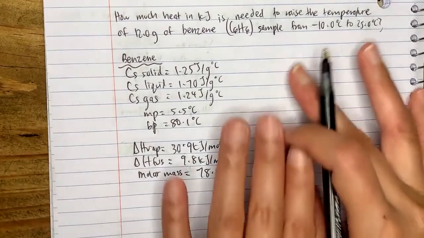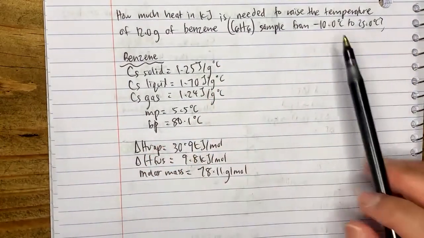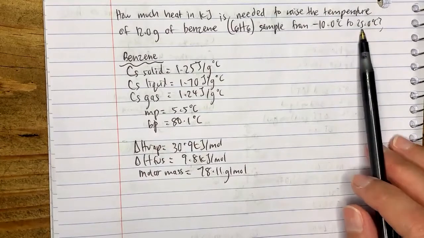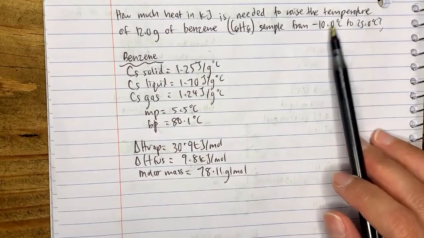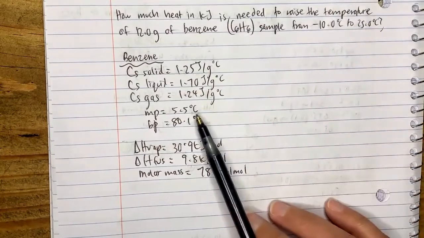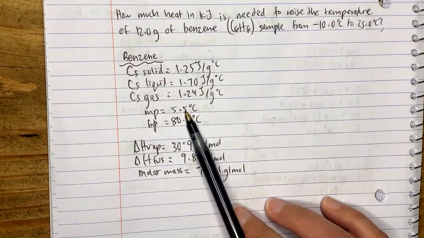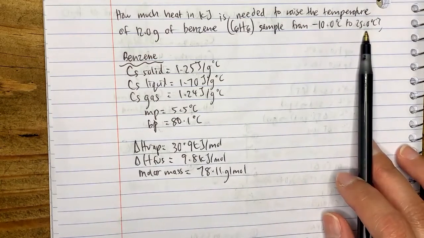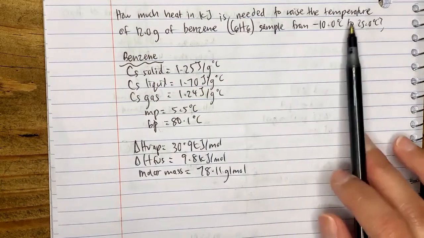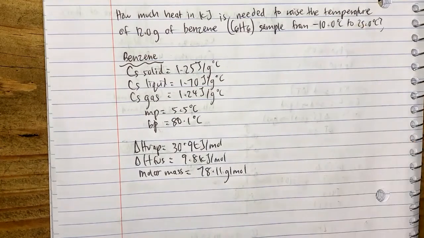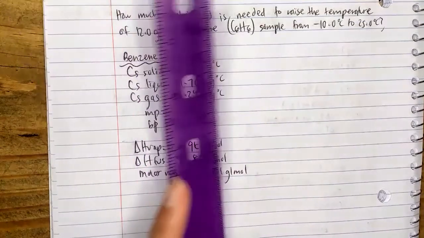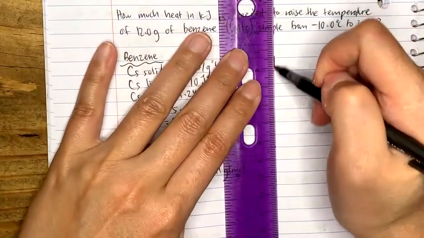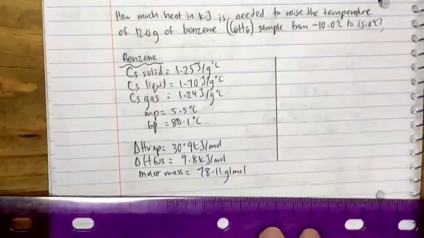So let's go ahead and try to draw a picture out. So I'm seeing I have to go from -10 to 25. At -10 is going to be solid. Just go up in temperature all the way to 5.5, and I'll stop there and change phase from solid to liquid. And then after it changes solid to liquid at 5.5, it's going to go up again to 25 degrees. Really can go up to 80.1, but we're stopping at 25 for this problem. Okay, so I'll see there's a lot less steps here. Let me go ahead and draw it out, okay?